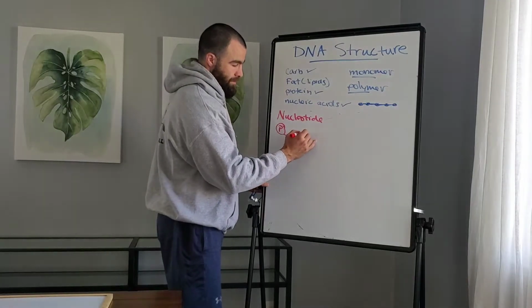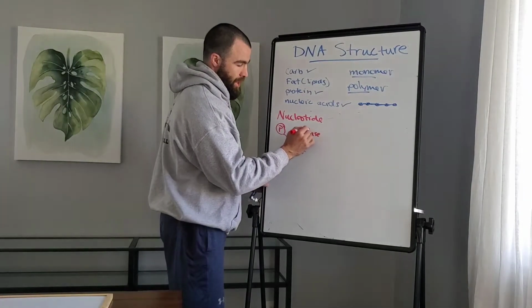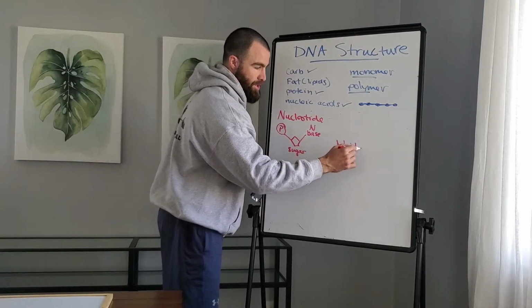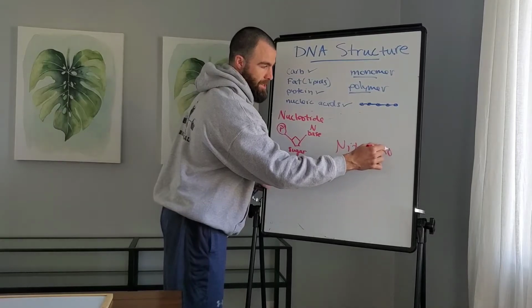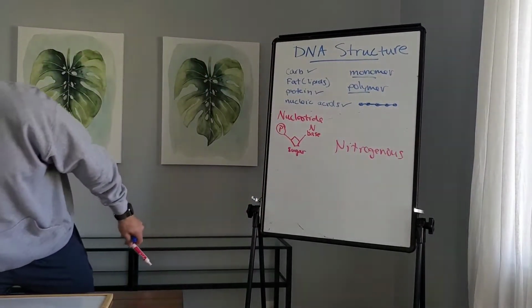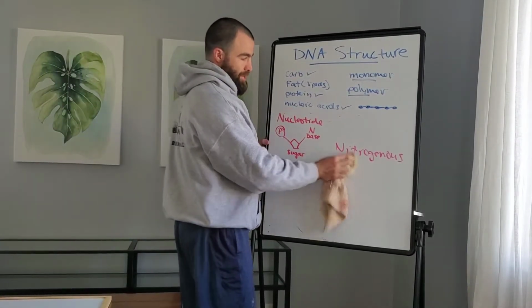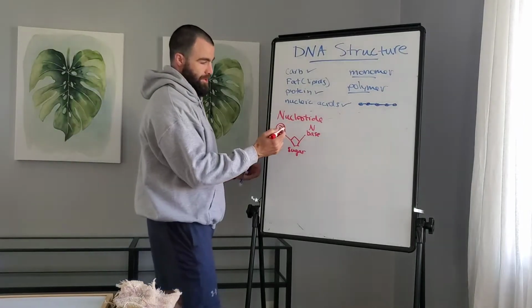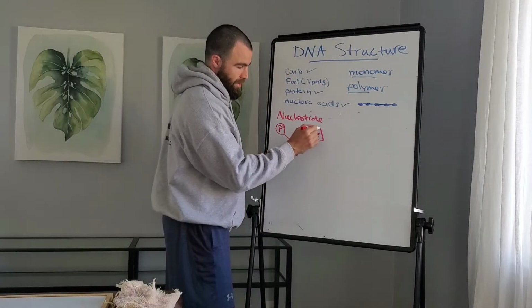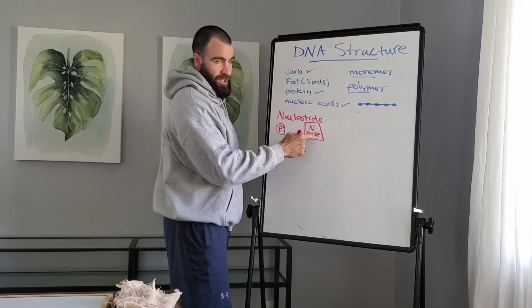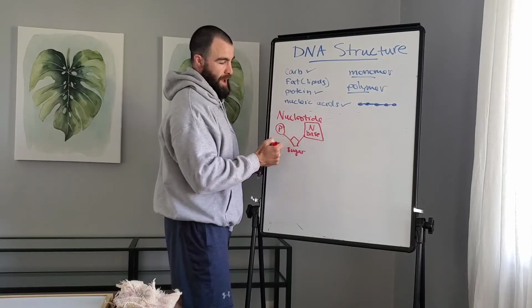And then over here, you have something called the nitrogenous base. It's made out of nitrogen, so it's nitrogenous. But we can just call it the nitrogen base because it's a little easier. Okay, so this is the structure of every nucleotide. Phosphate's going to be the same. The sugar is going to be the same, but this is going to change a little bit. This is going to determine what type of nucleotide you have here.